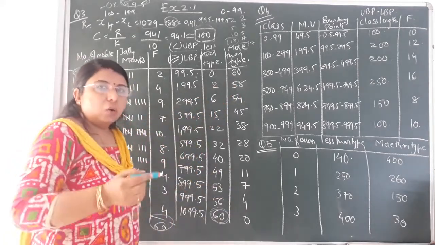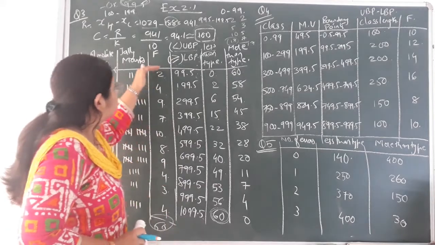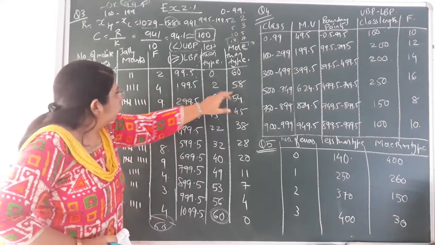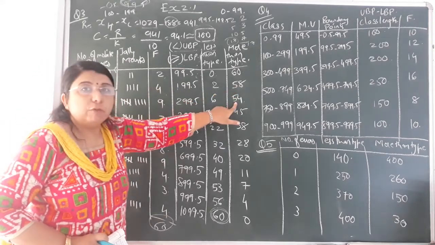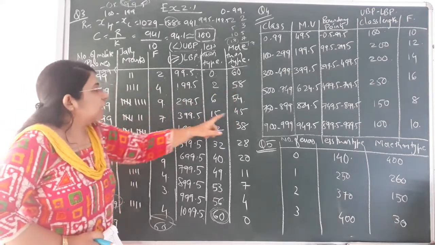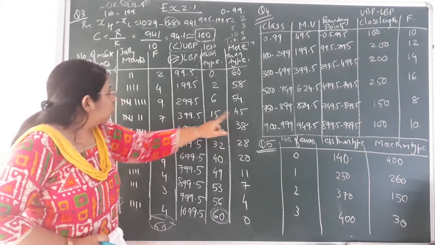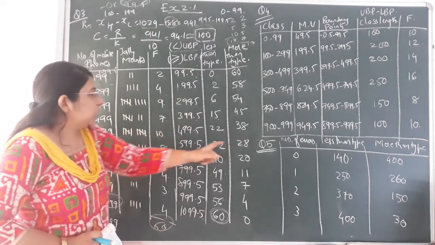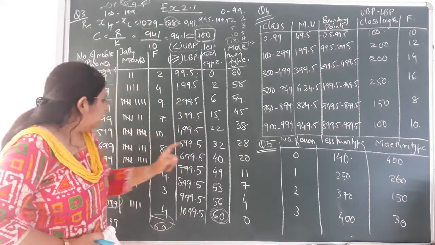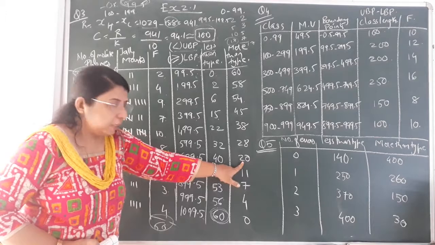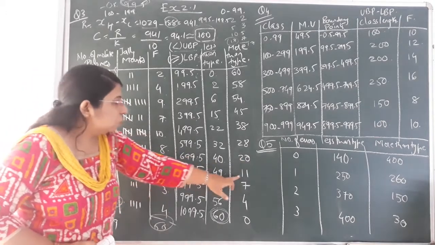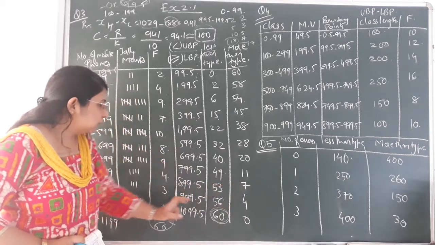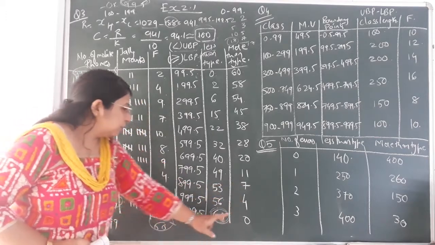Now you have to subtract all the frequencies starting from the first one, that is 60 minus 2, so it would come to 58. Now 58 minus 4, it would come to 54. 54 minus 9, it would come to 45. 45 minus 7, 38. 38 minus 10, 28. 28 minus 8, 20. 20 minus 9, 11. 11 minus 4, 7. 7 minus 3, 4. And 4 minus 4, 0.